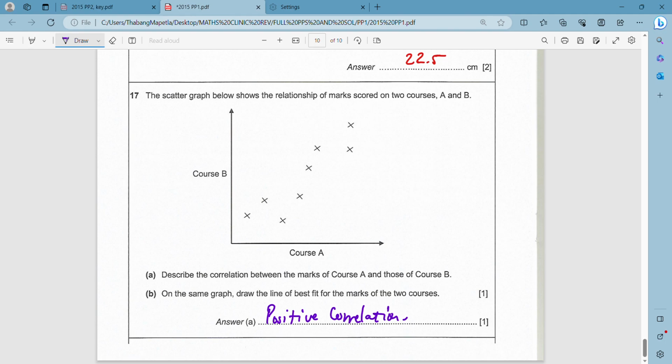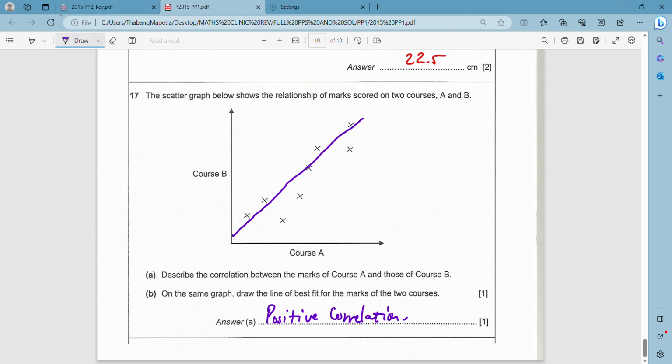Okay, number B says on the same diagram draw the line of best fit of the marks. This is a line which summarizes your points, a line which passes through and generalizes your points. Probably it is the mean of your points. If these points are to be grouped and put together, they are going to fall on this line. So it is going to be the line which passes through the middle of many of your points, something like this.